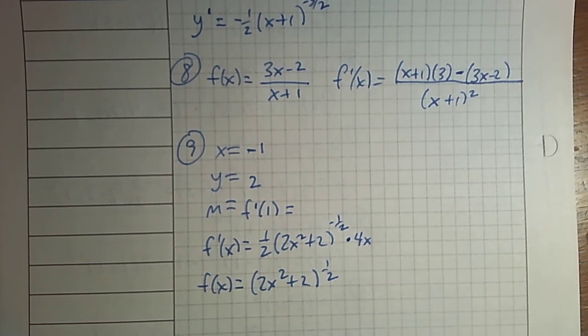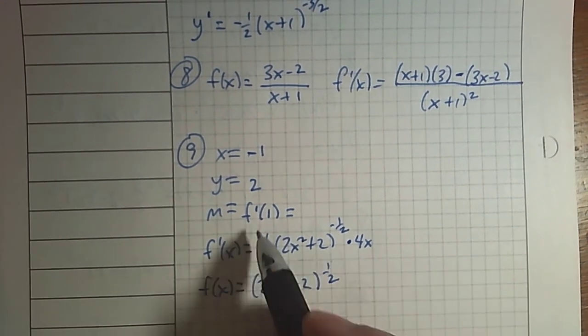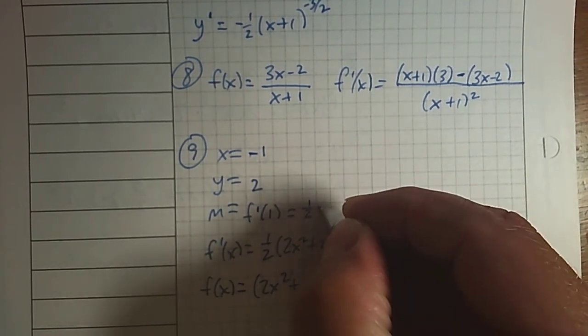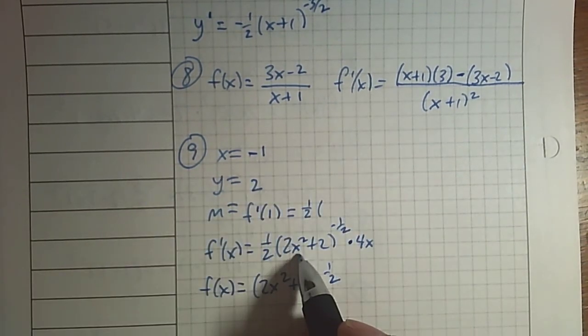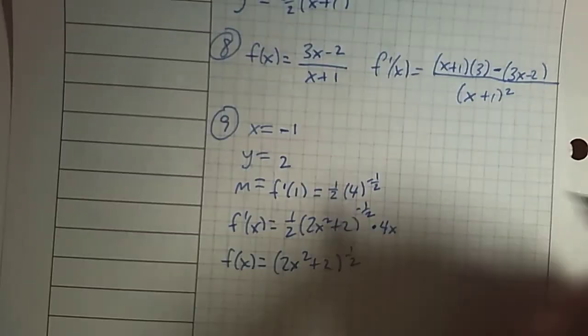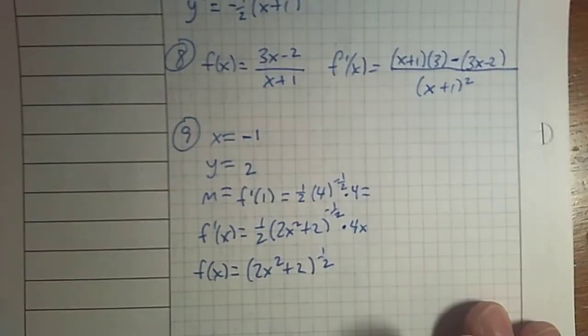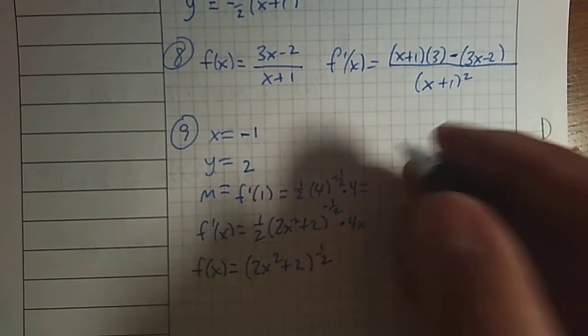Now, in order to find the slope, wherever there's an x, I'm going to plug in 1 to find the slope. When I plug 1 into here, 1 squared is 1, and 1 times 2 is 2, and 2 plus 2 is 4, and then 4 times 1 is 4. So let's continue to see, do you have the skill to simplify this? So we have 1/2.